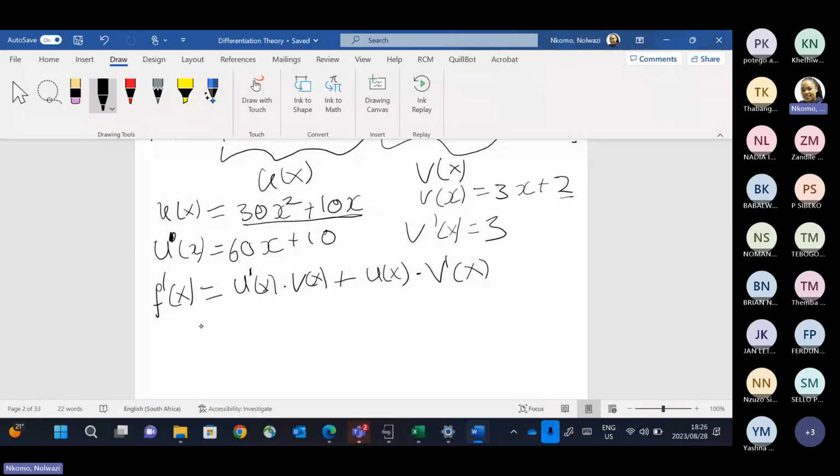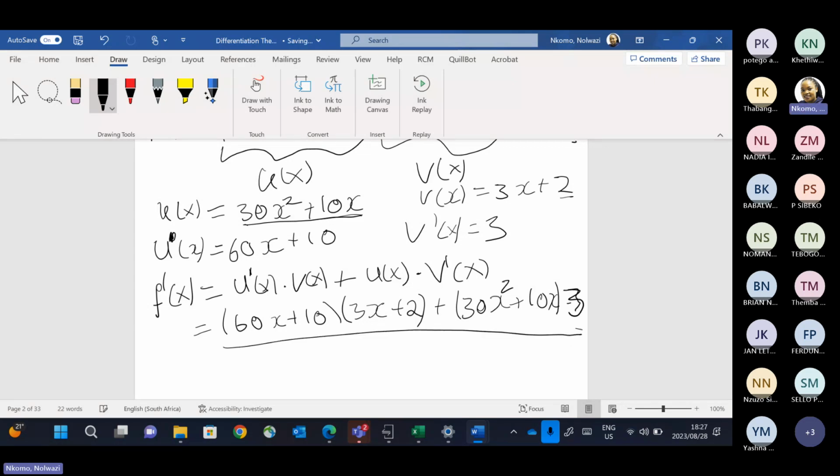Okay, and if you substitute this, you will get 60x plus 10 times 3x plus 2, plus 30x squared plus 10x times 3.